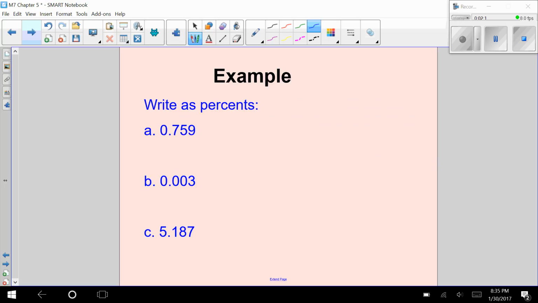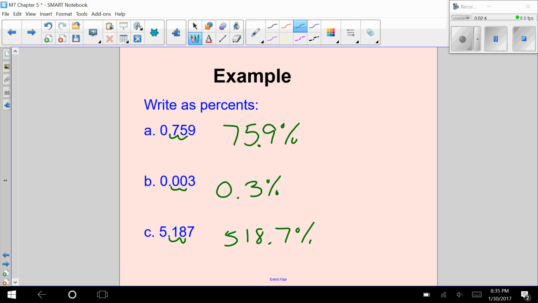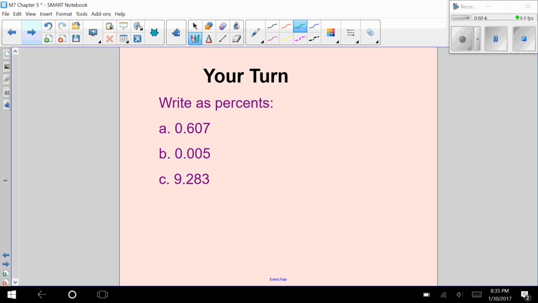So we're going to write these as percent. 0.759. I take my decimal and move it 2 places to the right. So it is now 75.9%. For 0.003, I take my decimal and move it 2 places to the right. So I end up with 0.3%. And for 5.187, I move my decimal 2 places to the right. I end up with 518.7%.